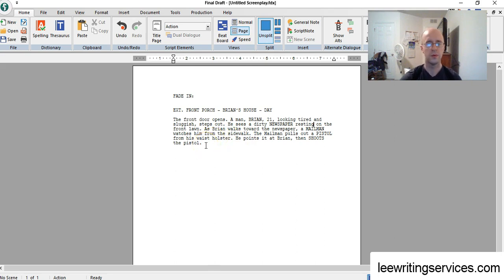So what do we have here? We have Brian, newspaper, mailman, pistol, shoots. You see, we can look at this whole set of text here and get an idea of what's happening without having to read every sentence. So because we can just look at all the capitalized words, we can see Brian, newspaper, mailman, pistol, shoots. See? We can pretty much figure out what's happening just by looking at those 5 words. We don't have to look at anything else.